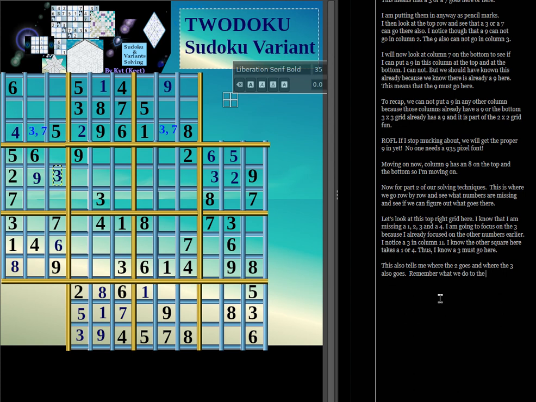Remember, what we do to the left side must also be done to the right side, because of the 2 by 2 grids that are overlapping, sharing numbers in both larger 9 by 9 grids. This means that these 2 squares take a 1 or a 4.